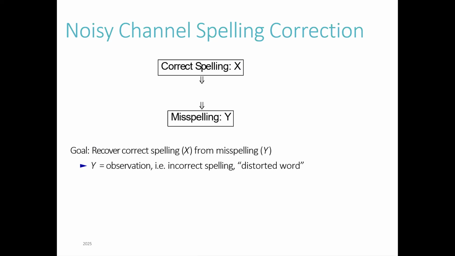The computer can't even guess looking at it and say, oh yeah, most people would spell this way. It doesn't have that world knowledge. All it has is the misspelling. So we want to recover the correct spelling X from the misspelling.